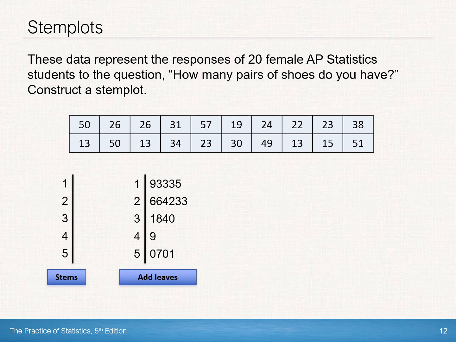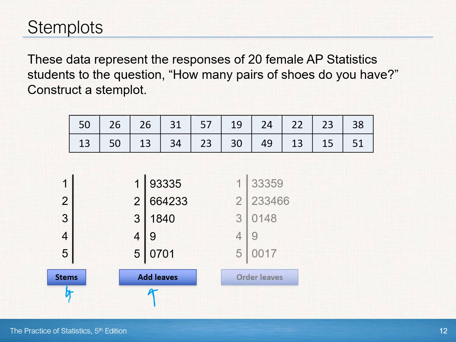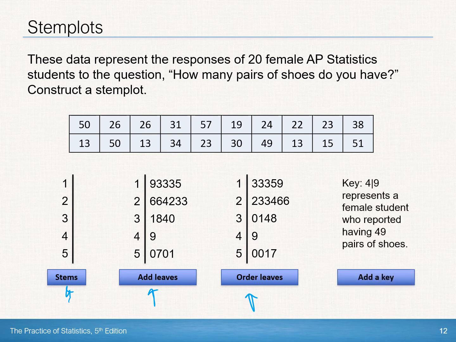So I'm showing you the different steps, how I would do it. You want to make the stems first, then just add the leaves. Don't worry about order yet. You just need to get it on there. And then once it's all on there, you can order it from least to greatest. And then add a key.